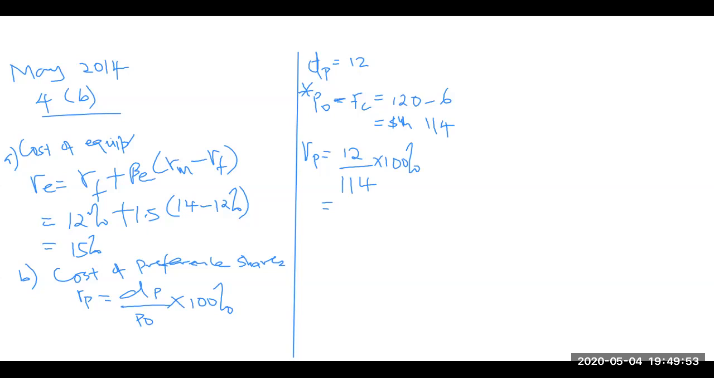Okay, and we get 10.53. We get 10.53% to be the cost of the profit share of this company. Now we need to remove the issue cost. The denominator will only be the total amount to be received after the issue cost. So therefore 120 minus 6.